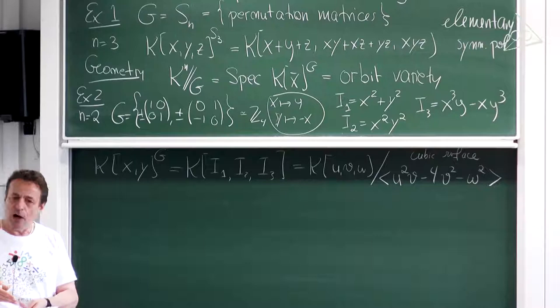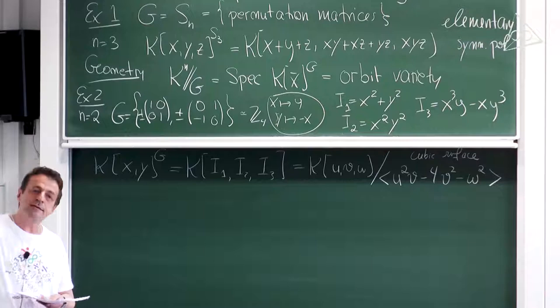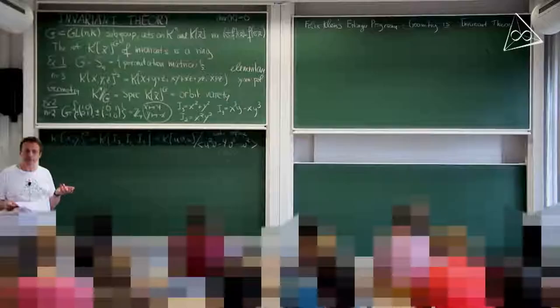And this function is constant on orbits by construction. And it separates orbits, right? So this takes four tuples of orbits in the plane and turns them into points in three space. They land on this cubic surface. So this cubic surface is the orbit space. It's the spectrum of the invariant.